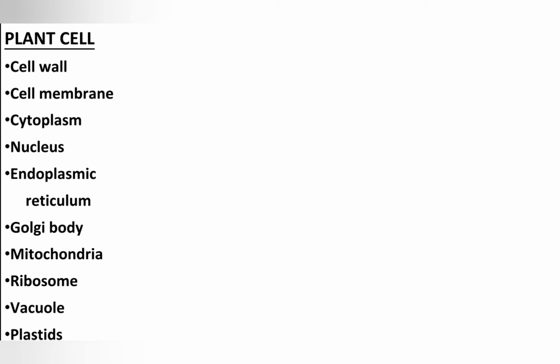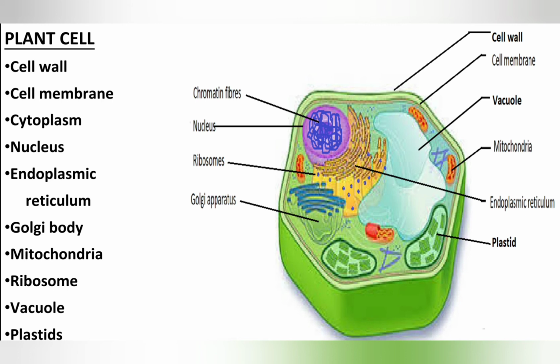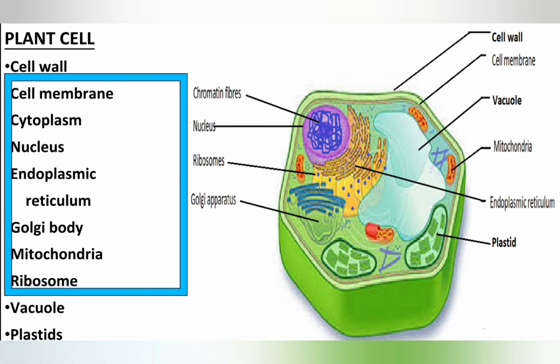Now we are going to study the organelles in the plant cell. In the plant cell, we are going to learn about cell wall, cell membrane, cytoplasm, nucleus, endoplasmic reticulum, Golgi body, mitochondria, ribosome, vacuoles and plastid. So one thing is visible to everybody: out of all these cell organelles, we have already discussed cell membrane, cytoplasm, nucleus, endoplasmic reticulum, Golgi body, mitochondria and ribosome. Now the 3 new structures that we have to learn are the cell wall, vacuole and the plastids.